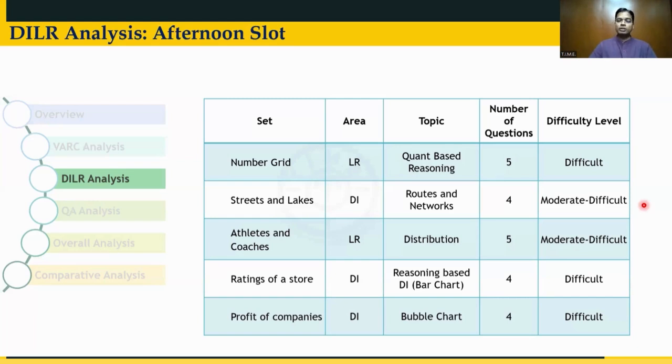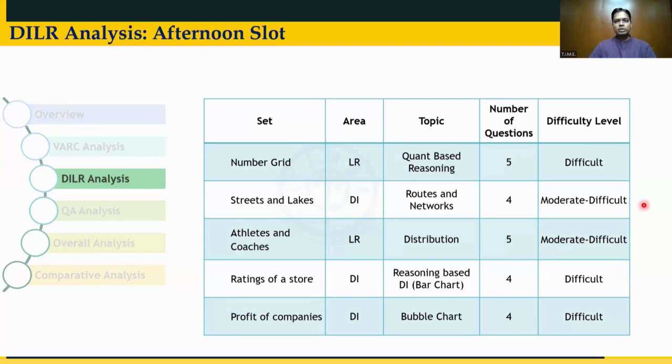But the feedback is that some questions could have been solved even with a partial way through the solution. You could have answered a few questions. So maybe if you were very alert, you could have answered those couple of questions and moved out of the set. Then let's look at the next set, which was on ratings of a store.